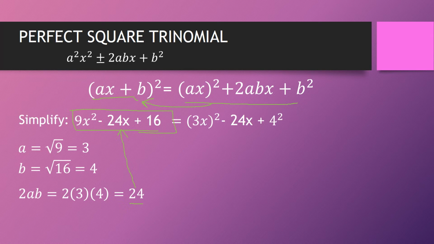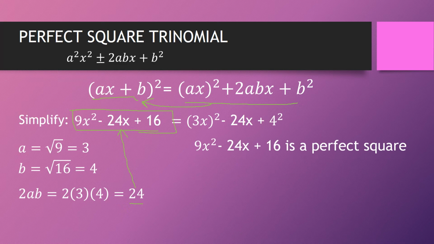Now I can write this is 3x, this is ax, minus, because you have negative here, 24x plus 4 squared, because this is b squared, and now this is a perfect square. Because this is a perfect square, I can write my expression in expanded form in this form. Finally, ax is 3x and b is 4.